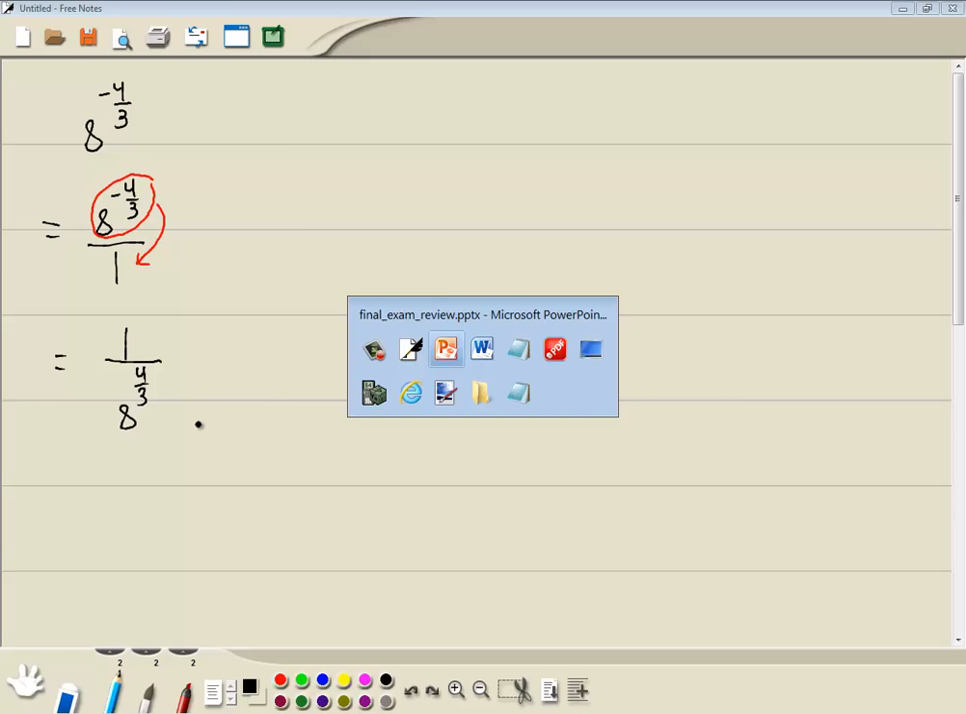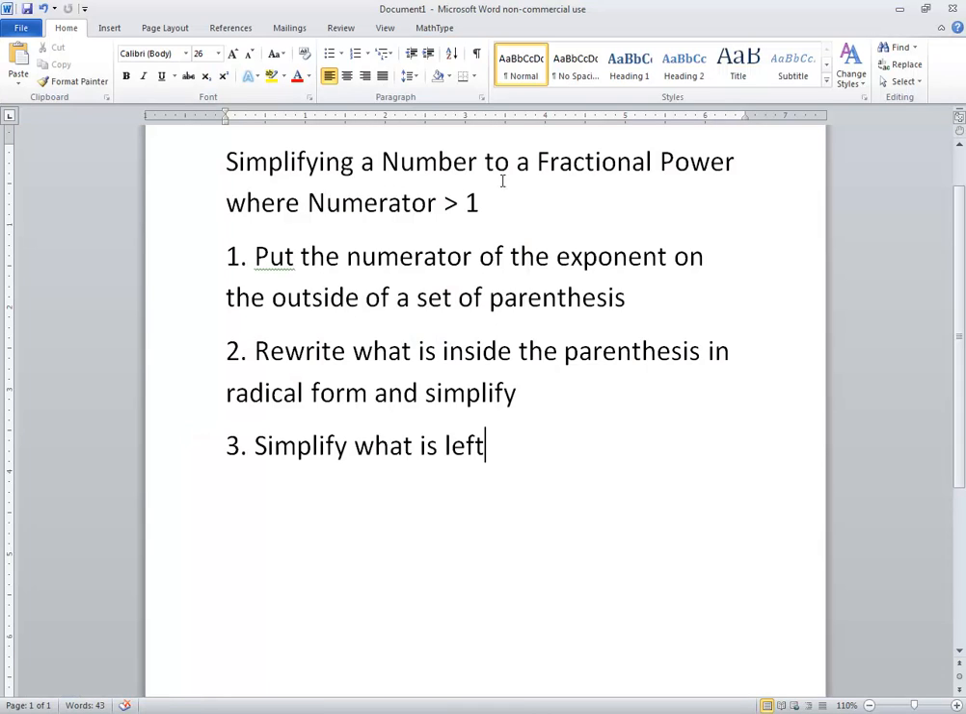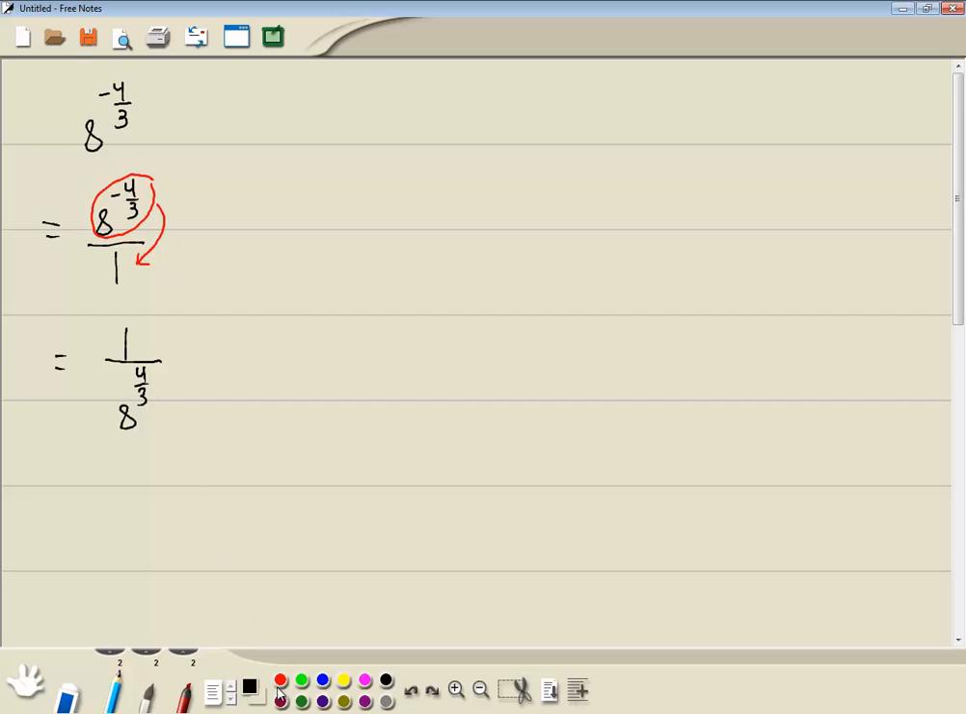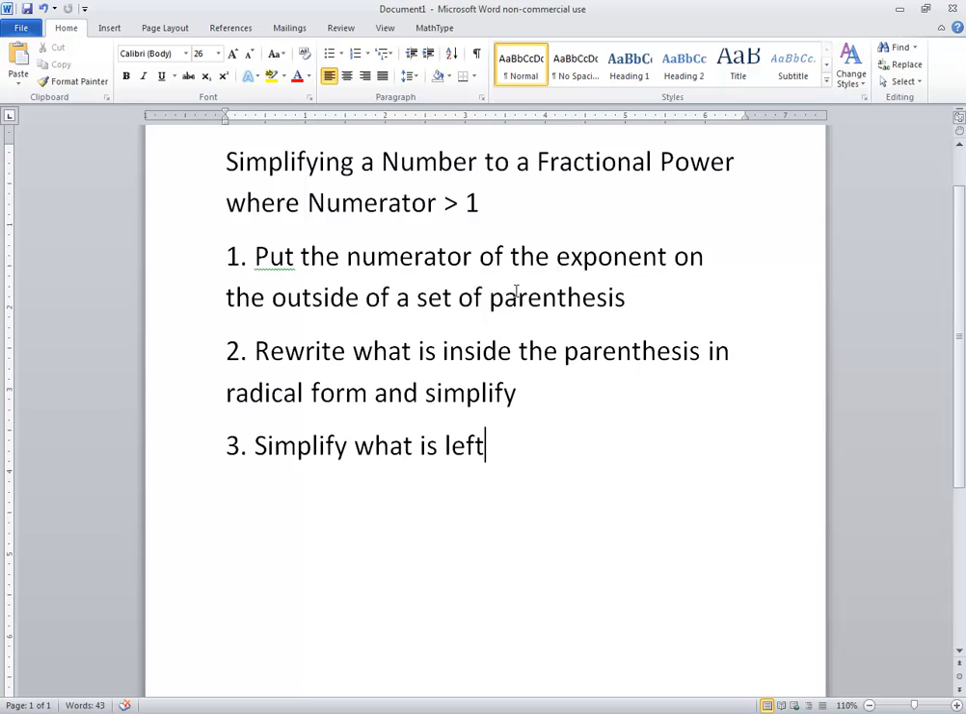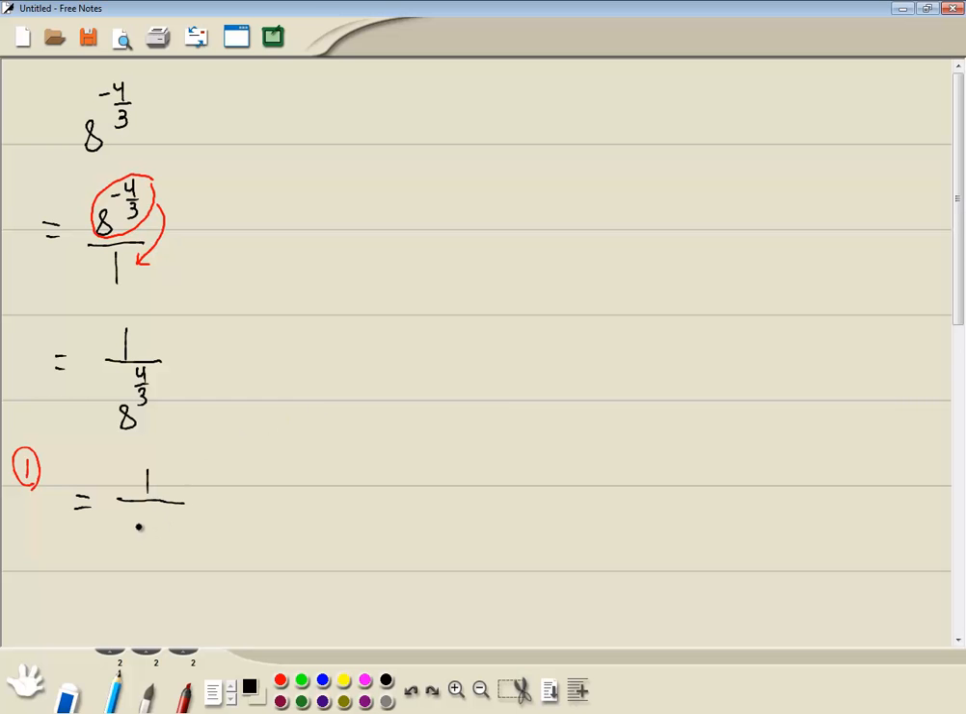Now we're specifically looking at simplifying a number to a fractional power where the numerator is greater than 1, which is what this is. So step 1. It says put the numerator of the exponent on the outside of a set of parentheses. So we're going to rewrite that as 8 to the 1/3 raised to the 4th power. Now notice what I did. I took the 4 and put it on the outside of a set of parentheses. Now where the 4 was, we put a placeholder of a 1. Because when everything disappears in a fraction, you're always left with a 1 either on top or bottom.